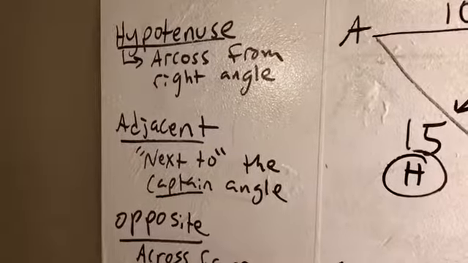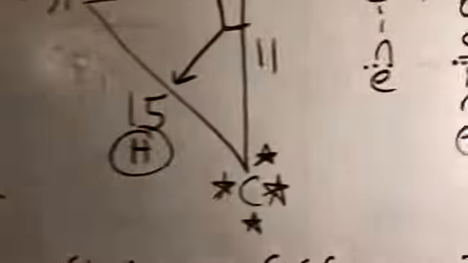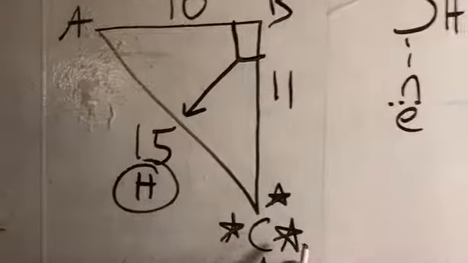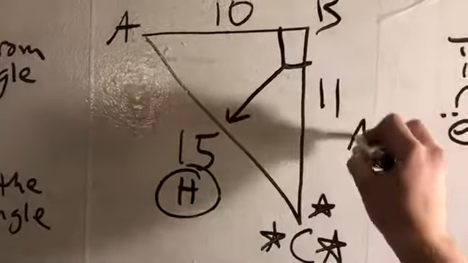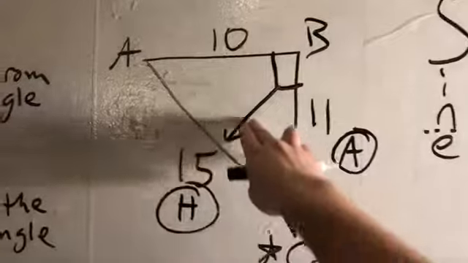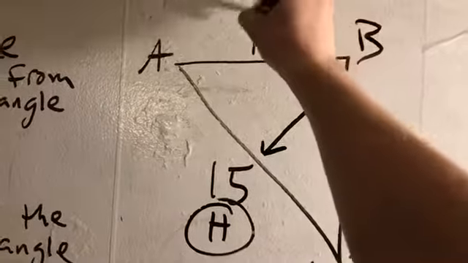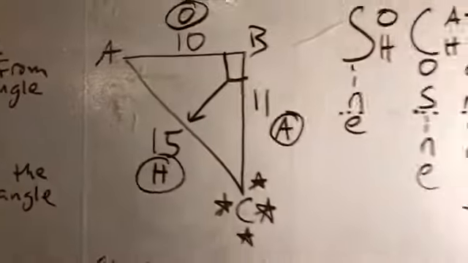Adjacent is a fancy way to say next to the captain angle. So I'll go back to the captain. This side's already the hypotenuse. So the only other side that could be next to it is the 11. And then opposite is across from the captain angle. So if I travel across the triangle on the opposite side, I see 10 will be my O.